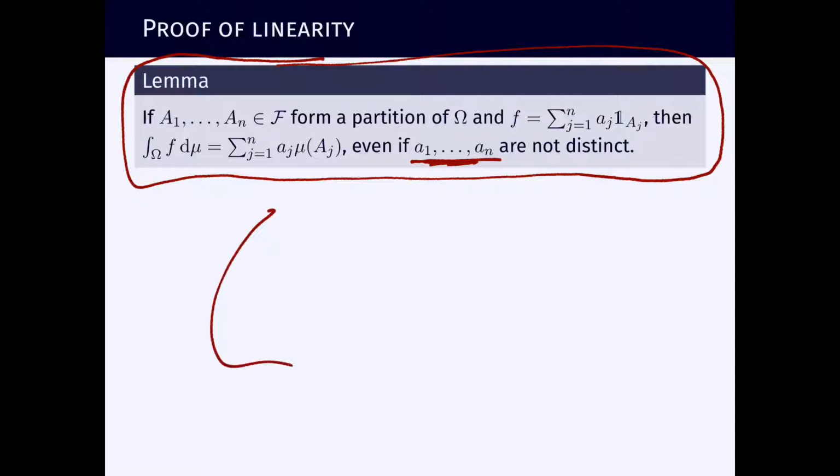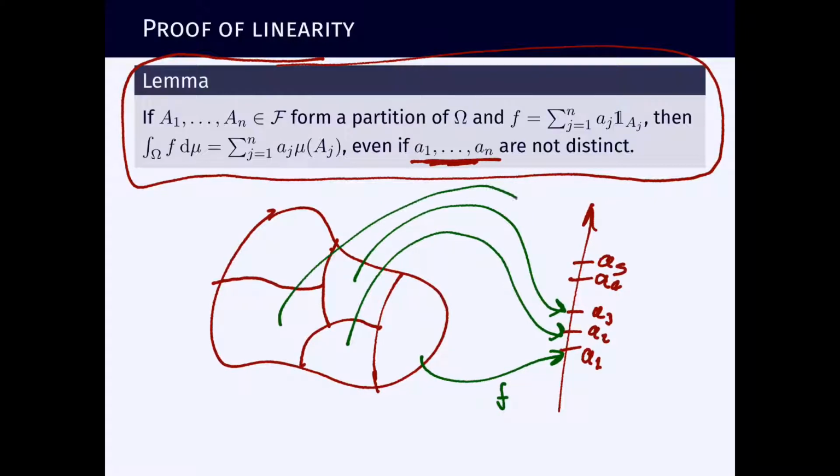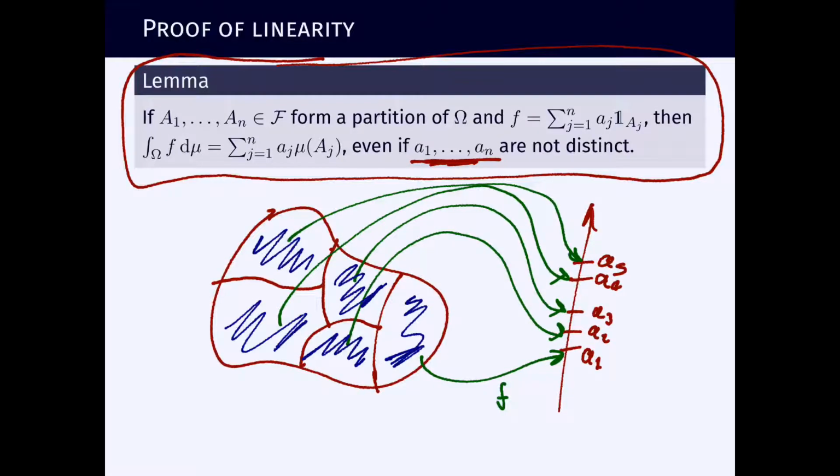So again, instead of giving a formal proof, let's do a picture. Before, we were assuming that these a_j's were distinct. Let's see, a1 here, a2, a3, a4, a5, and here we have a partition, 1, 2, 3, 4, 5. And we know this partition just corresponds to the pre-image of these points under the function f. So f goes like this. And this was all working very well, because if a function is simple, then of course the subsets where it takes the same values form a partition. So except by permuting indices, there's a unique way to write the function like this.